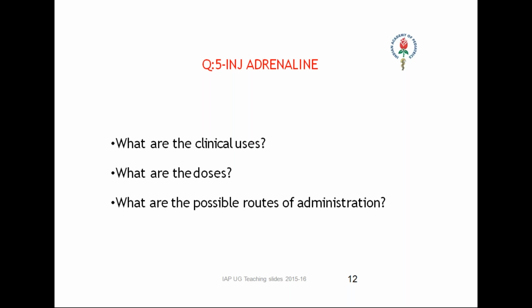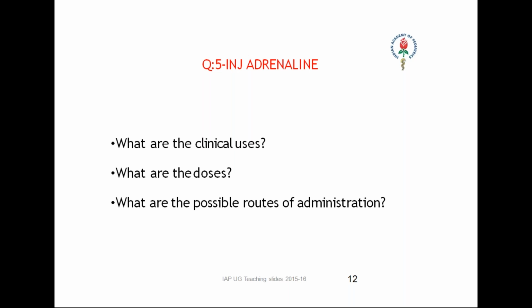Next is your adrenaline. What is adrenaline? Sympathomimetic drug. What is a sympathomimetic drug? Simply what we call it as? We call it as an inotrope, right? Inotrope. Yeah, very good. So these are the questions, like what are its clinical uses?